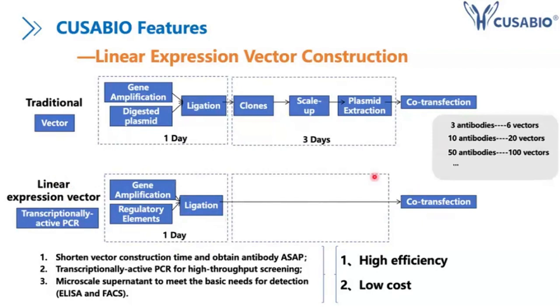As the illustration shows, we save time. We skip 2 days and go straight to the co-transfection, so the efficiency is increased. By doing this, we also lower the cost. If you need to construct different plasmids, as many plasmids as you prepare, the cost will increase a lot. So with our strategy here, we not only increase the efficiency, but also lower the cost.